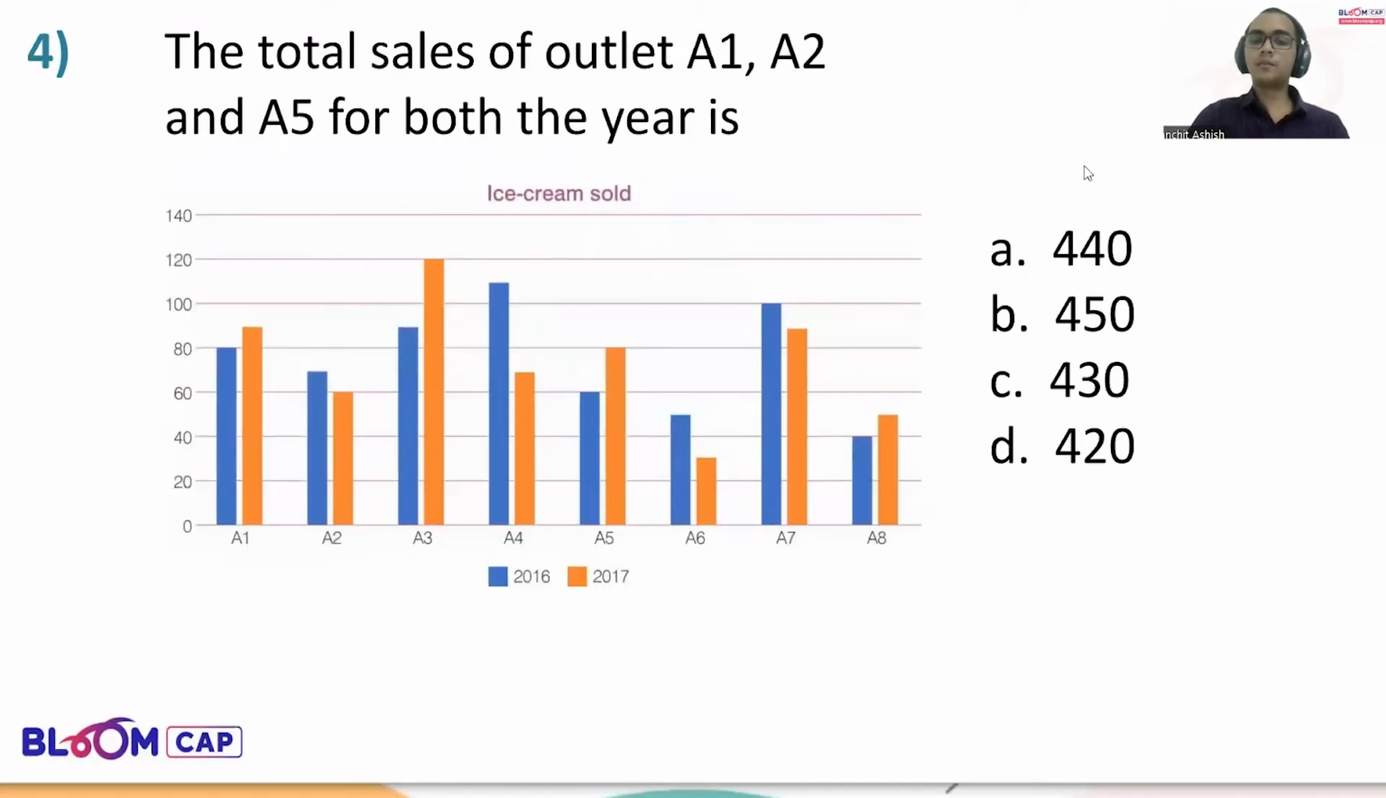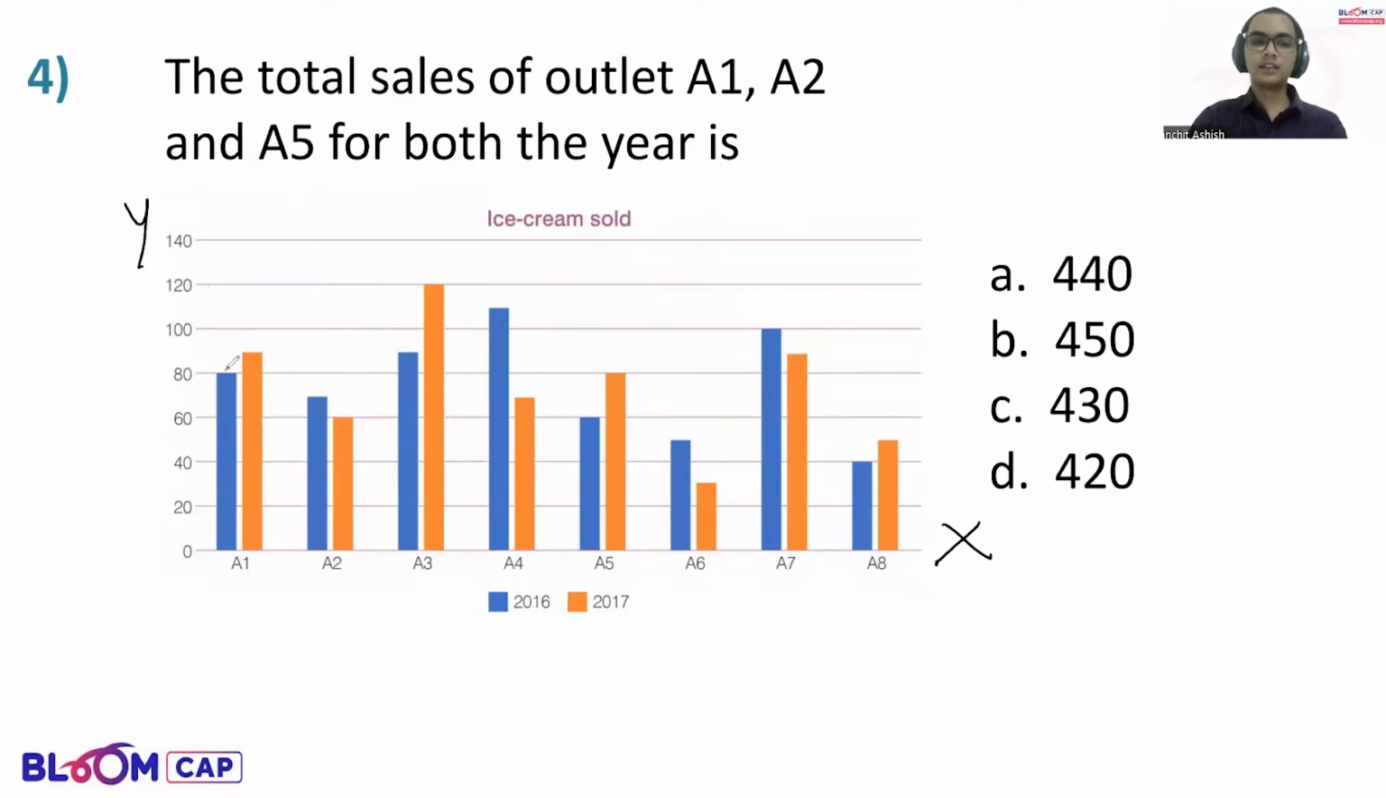Now, here there is a bar graph. What does a bar graph do? It will give you some values on the x-axis, and some values on the y-axis. These raised bars show you the value. So, let's say A1 for 2016 is the blue bar. The sale was 80. For 2017, it was between 80 and 100. It's almost halfway through, so we can say it's 90, and so on for all the others.